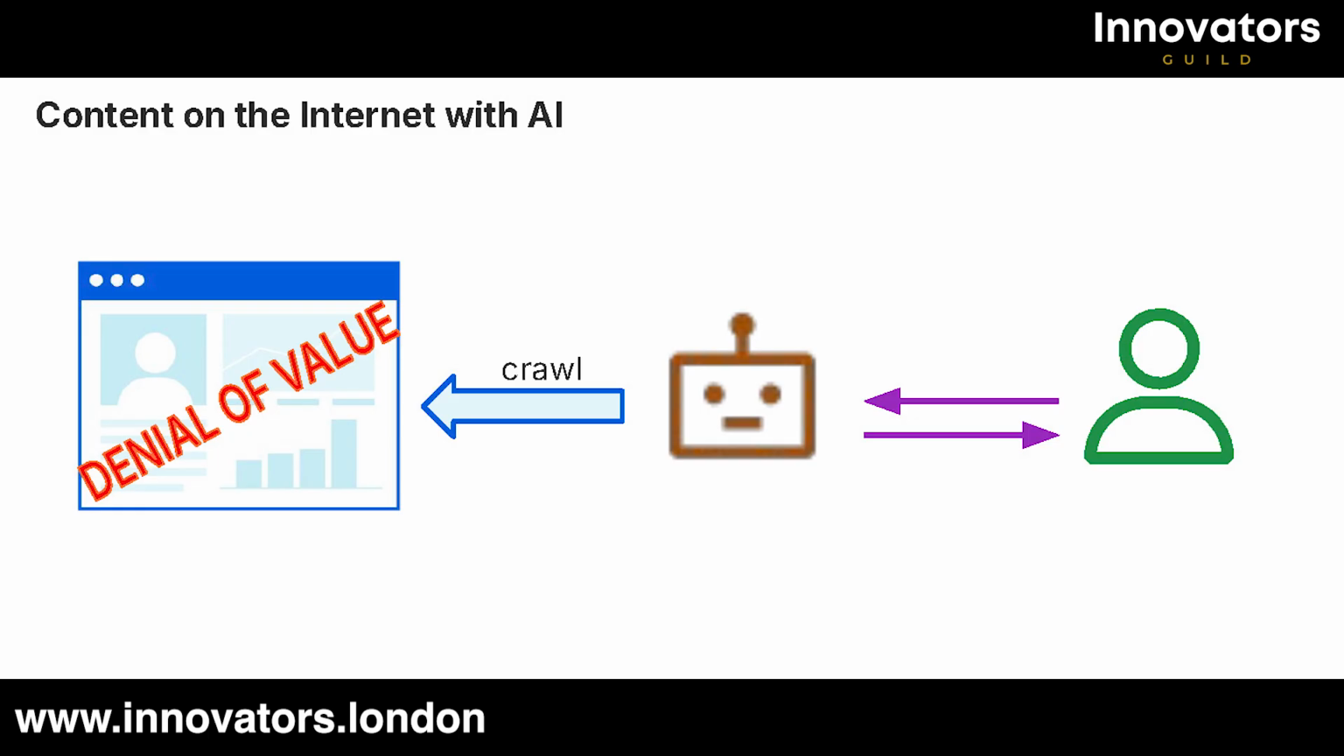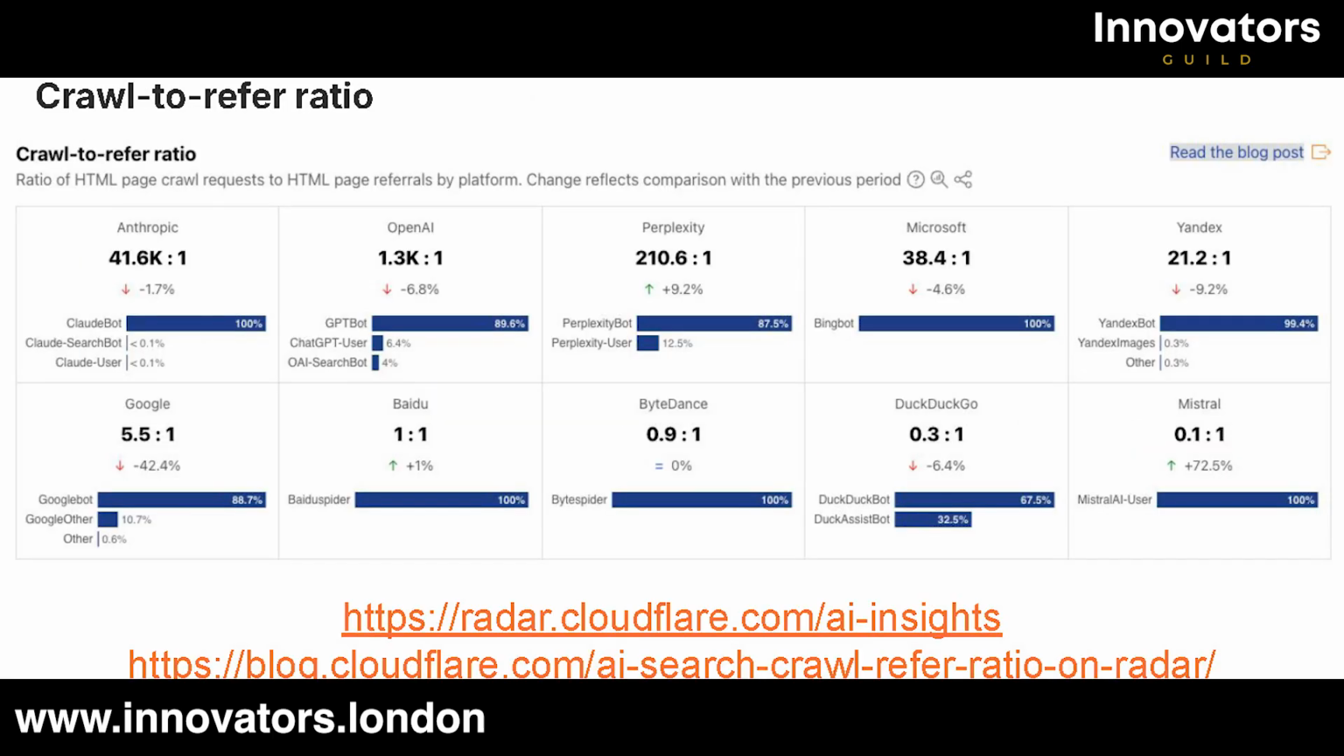Denial of value means that because AI doesn't refer users to you, people just read the answer to their question, but they don't know that you're the expert in this. So you're not receiving that value, either ad revenue or normal revenue, or even just recognition. So it's a kind of superset of denial of service. And on the Cloudflare Radar, we try to come up with how to measure this. It's like the crawl to refer ratio.